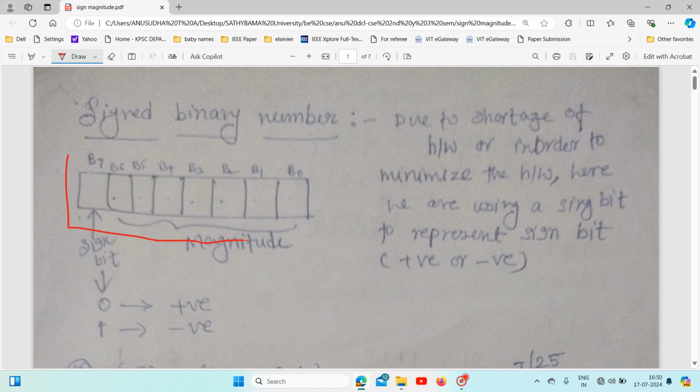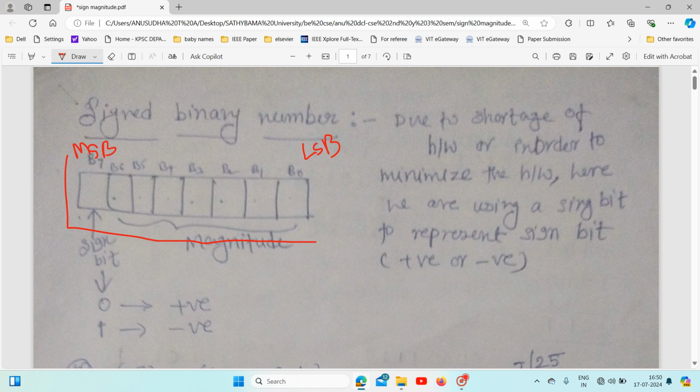This is the general format. Here I have taken 8 bits: 1 2 3 4 5 6 7 8, it is an 8-bit number. This one is the LSB, the least significant bit, and this one is the MSB, the most significant bit.